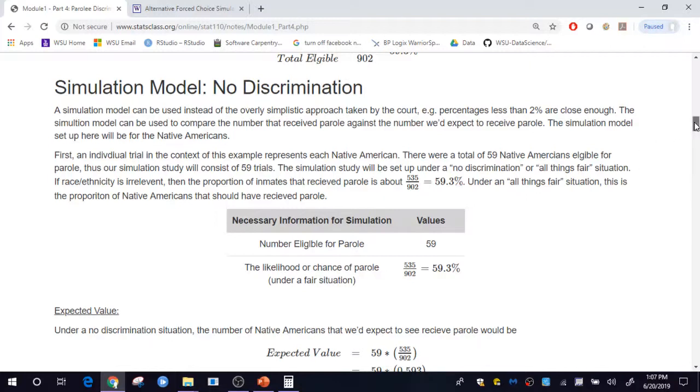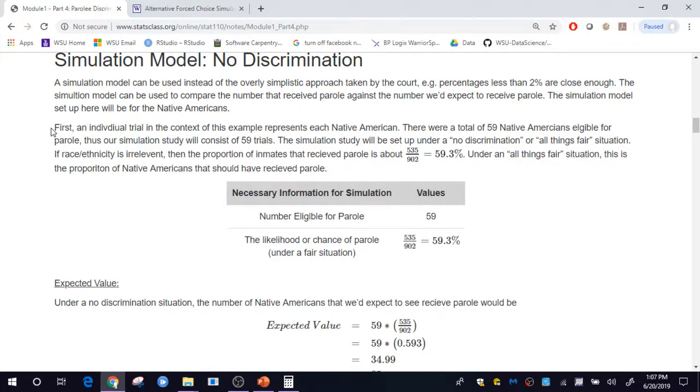So here, we're going to consider the Native Americans. Each individual trial, in the context of this example, is going to represent a Native American. There were a total of 59 Native Americans eligible for parole. Therefore, our simulation study is going to consist of 59 trials. The simulation study will be set up under a no discrimination, or an all things fair, situation. And the proportion of inmates that received parole under that situation was that 59.3%.